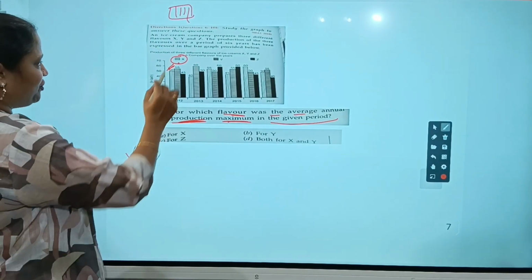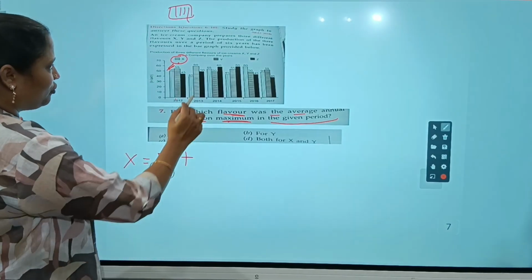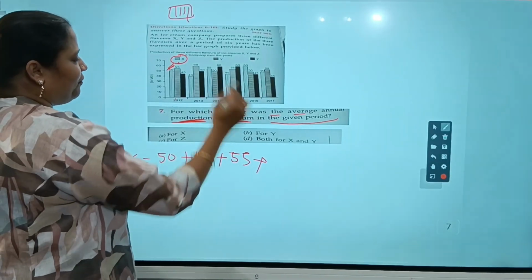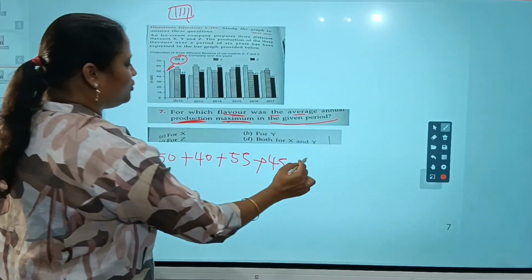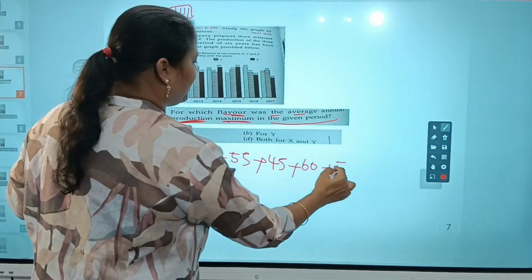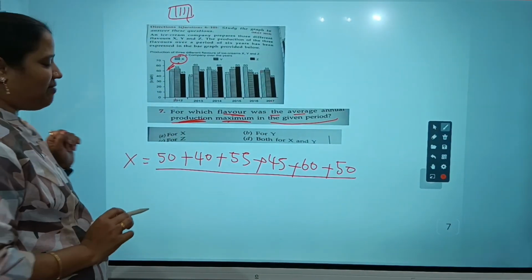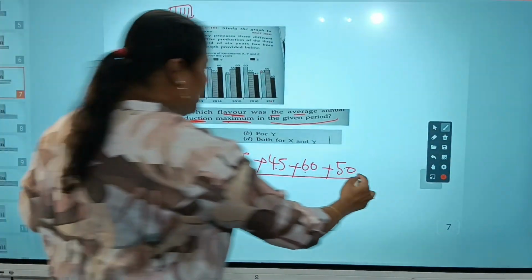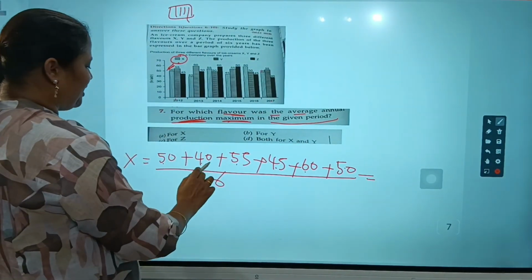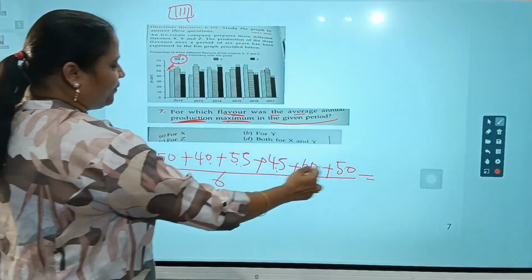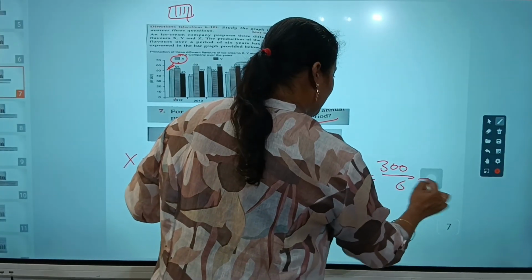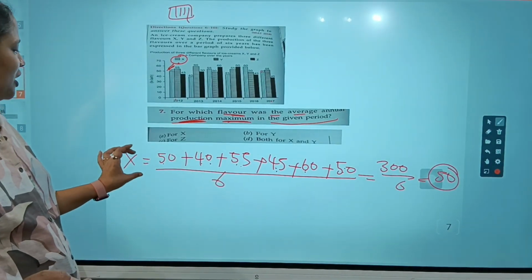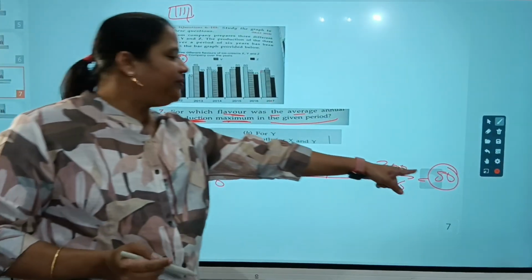Okay, for the X graph the first value is 50 for 2012, the 2013 value is 40, the 2014 value is 55, the 2015 value is 45, the 2016 value is 60, plus the 2017 value is 50. How many values are there? You might know the average formula. 1, 2, 3, 4, 5, 6. So it will be 40 plus 50, 90, 145, 190, 250, 300 by 6. The average production of X flavor is 50 lakh.